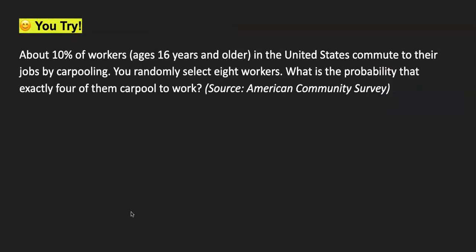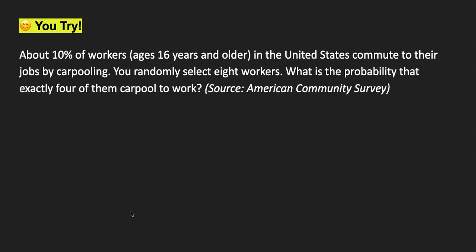Let me read this with you so that you can stop the video and try this on your own. About 10% of workers ages 16 years and older in the United States commute to their jobs by carpooling. You randomly select 8 workers. What is the probability that exactly 4 of them carpool to work? All right, I'm going to ask you to stop the video here. Stop the video and try this problem on your own.